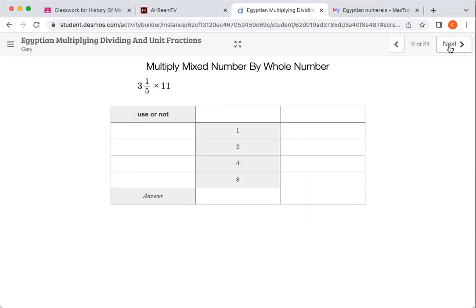Okay, here we go. Now, something sort of big is coming right now. So let's go back to multiplying. Multiplying a mixed number by a whole number. So this is a very important, instructive question. 3 1/5 times 11. I'm going to teach you how to do this one.